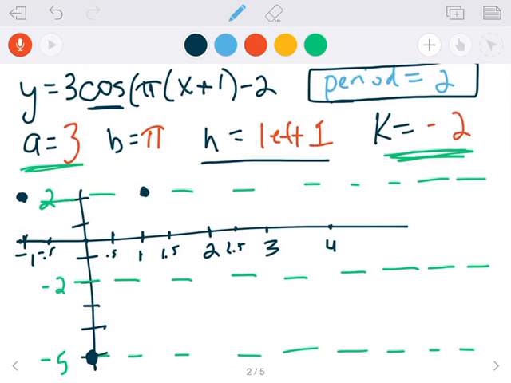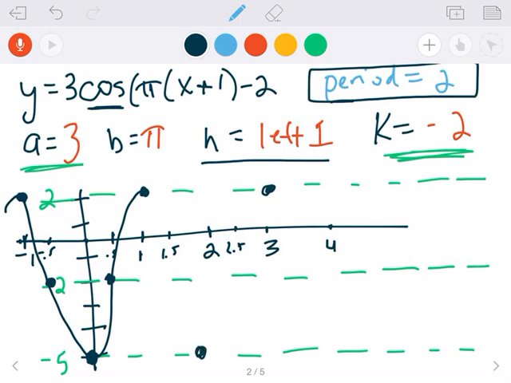So to fill in the rest of the cycle, we have our middle values between the 1s at the midline. The cosine crosses the midline here and here. So that is one complete cycle of cosine. If we wanted to do another one, we'd go 2 units from 1 to 3, and split that in half.